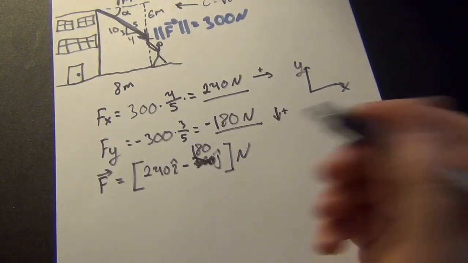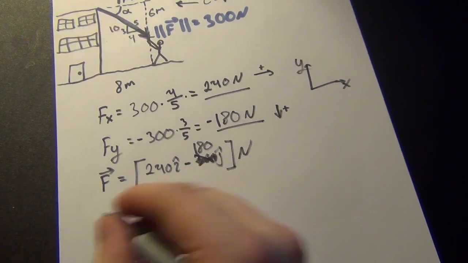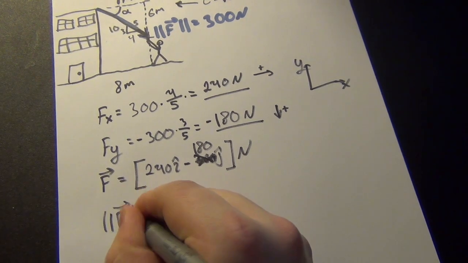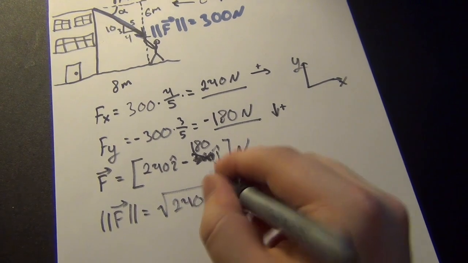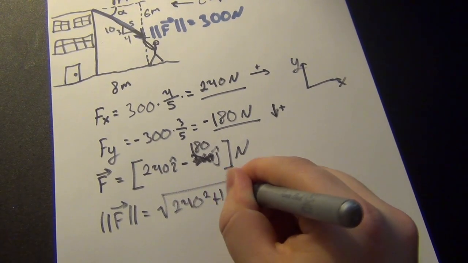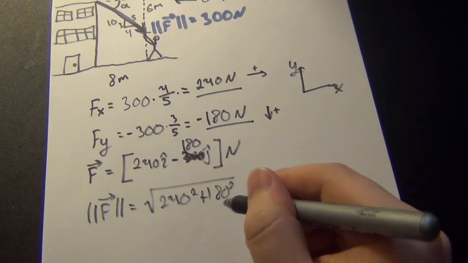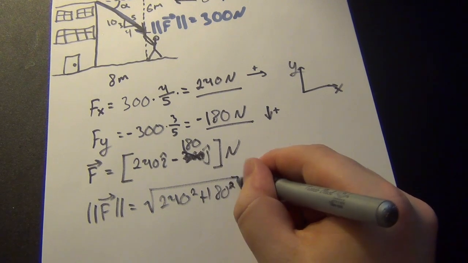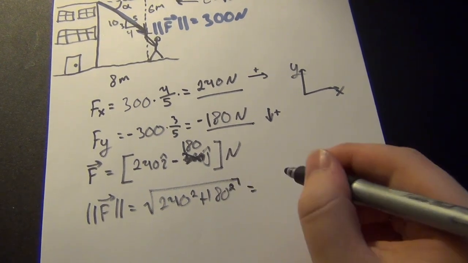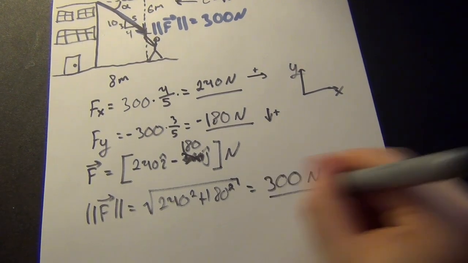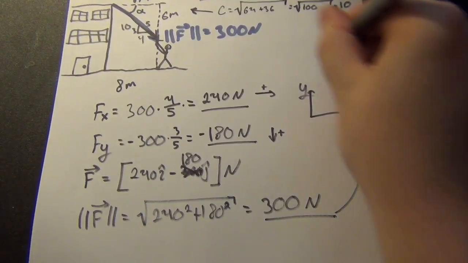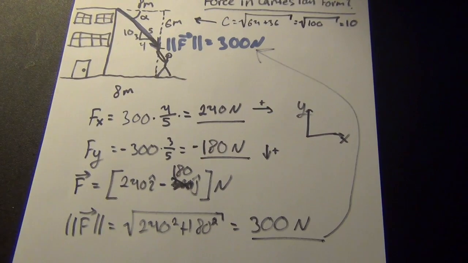And you could add up these. You could find the magnitude of F, which is just the square root of 240 squared plus 180 squared. You could do negative, but you're squaring it anyway, so it's going to become positive. So I just do the plus, and then when you do that, you should get 300 newtons, which, if everything works out, is the same as the original force. And that's pretty much it.